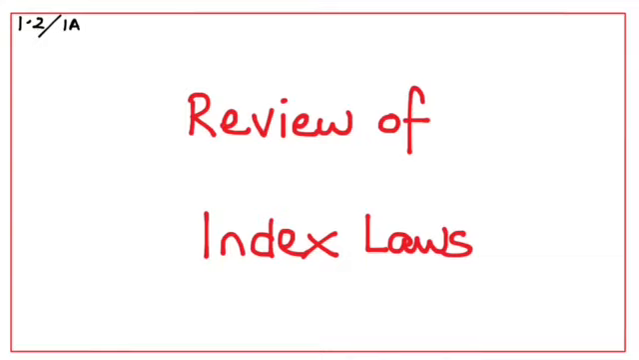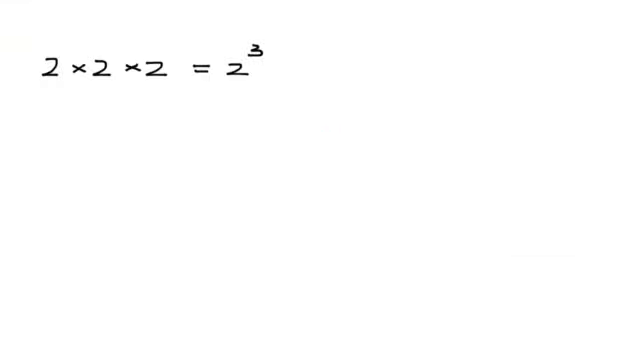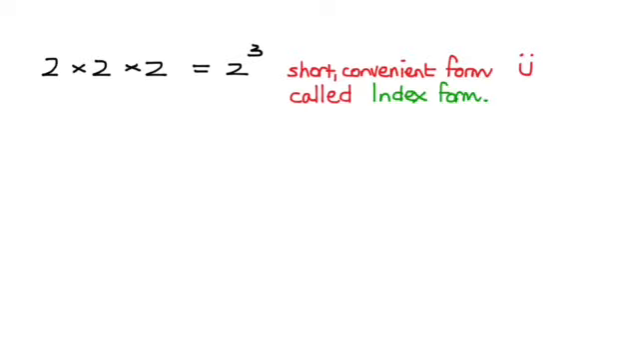We're going to have a review of the index laws in this session. So let's start off. It is very interesting and it all makes sense. We've got 2 times 2 times 2. What's that equal to? That's called 2 to the power 3, or 2 cubed. It means 2 multiplied by itself 3 times. That's a short, convenient form, and it's actually called index form.